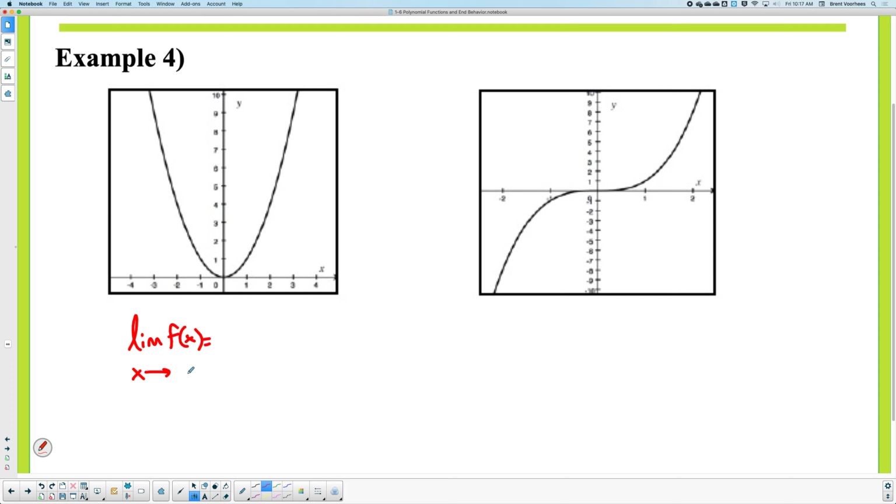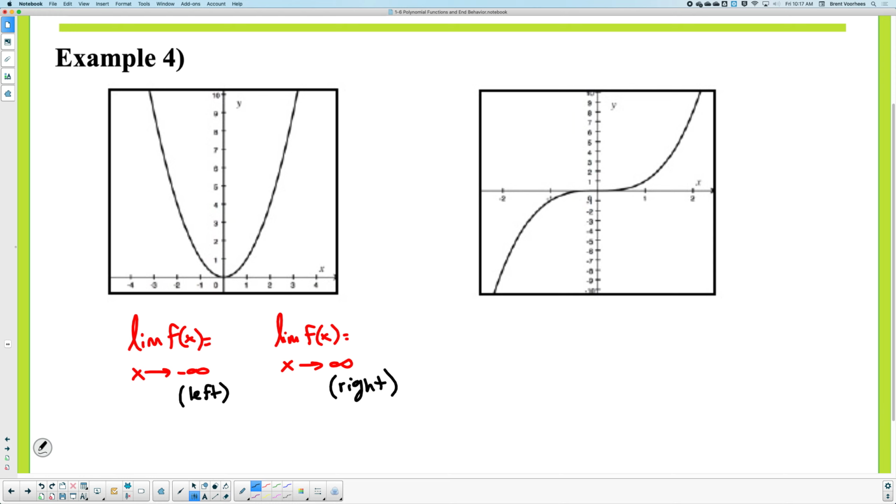left. What happens to the y as the x goes to the left? That's the first thing we're going to find. And then we're also going to find the right-end behavior. The limit, what happens to y as x goes to the right? Put a positive infinity in there, meaning to the right. Okay, so taking a look at this graph.